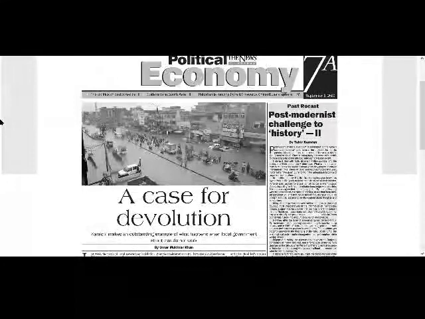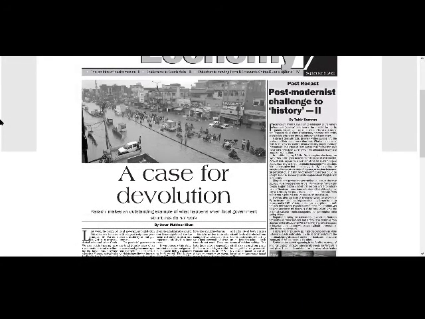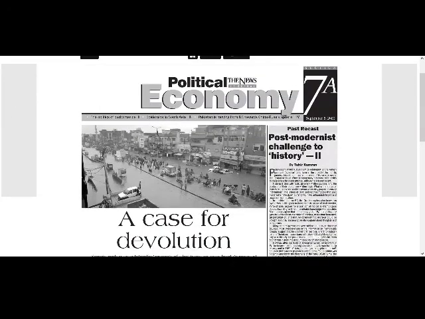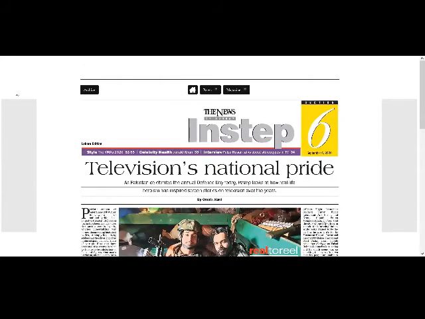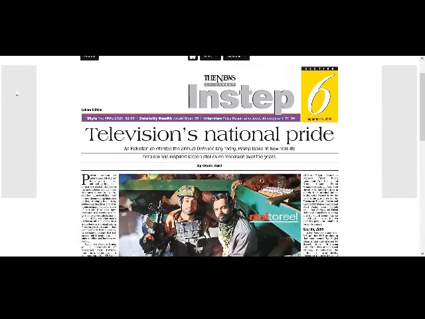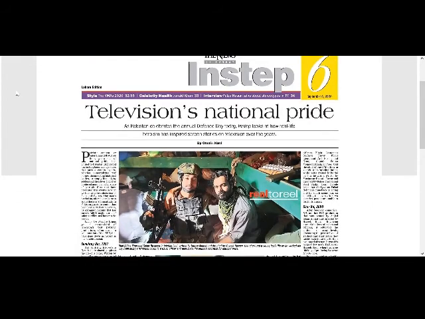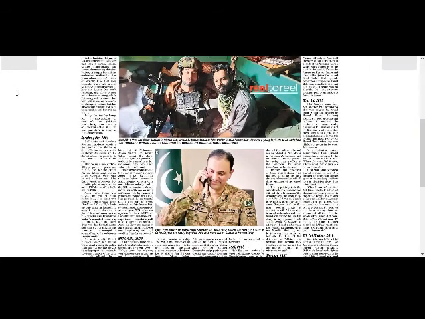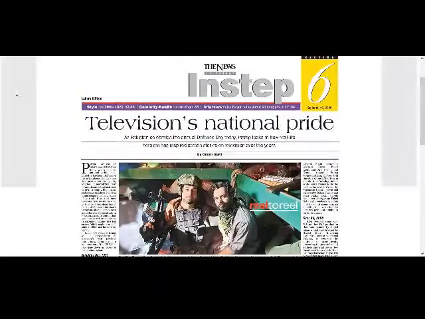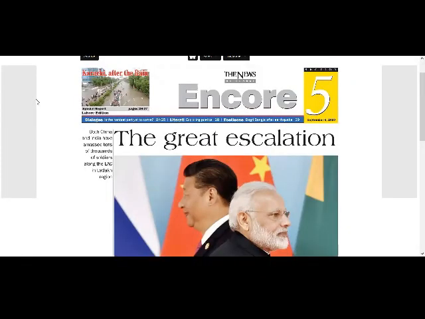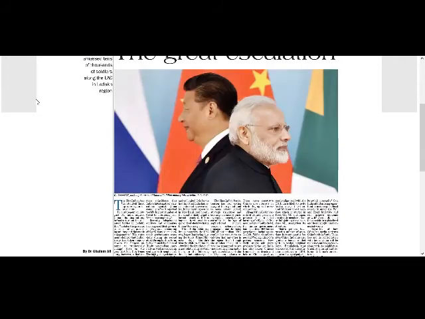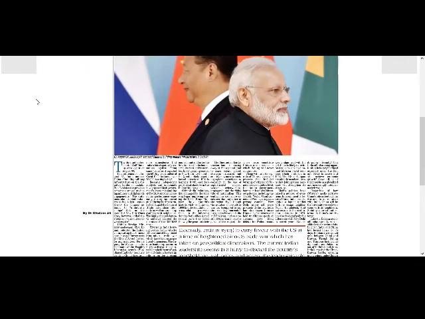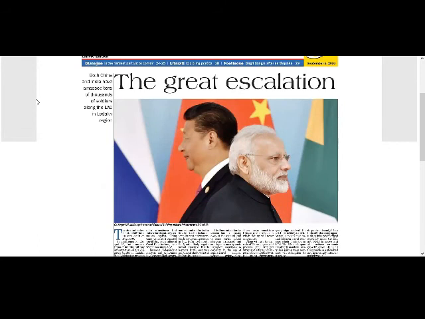In which they are talking about the situation in Karachi and how the local government system can improve the city. This is in STEP. This basically focuses on the entertainment industry. Since this is the magazine edition for 6th of September, they have perhaps talked about the dramas which are about our army and security forces.